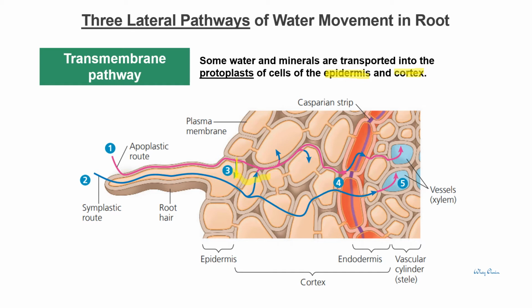But eventually, the water molecules will shift back to the apoplast pathway and follow this pathway until they reach the endodermal cell. So at the endodermal cell, since the water movement will be blocked or prevented by the Casparian strip, it will temporarily shift to the symplast pathway and then shift back to the apoplast pathway until they reach the xylem tissue.